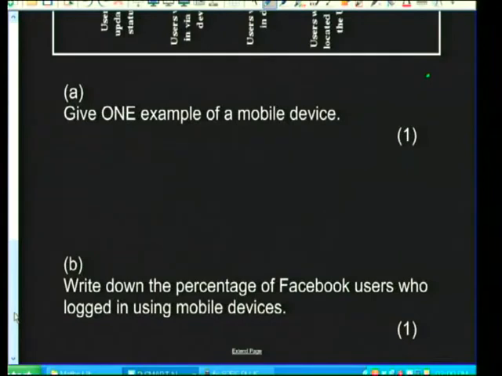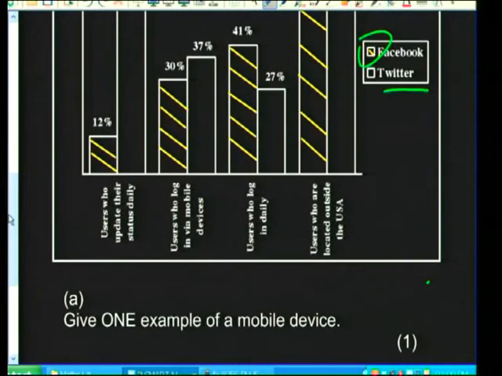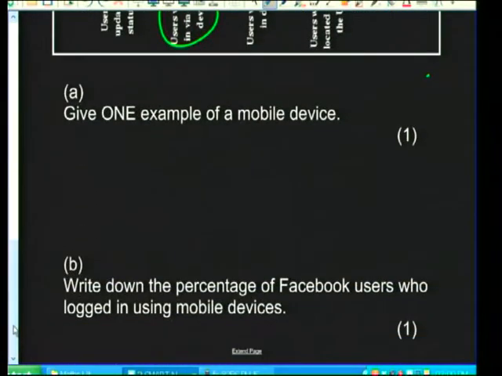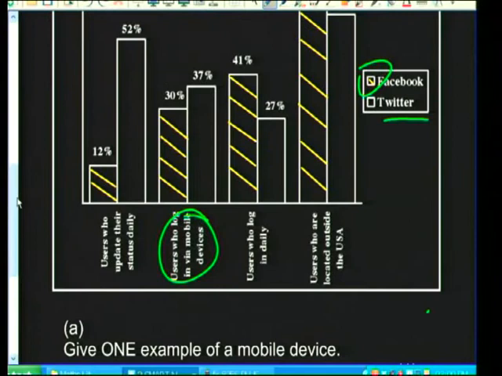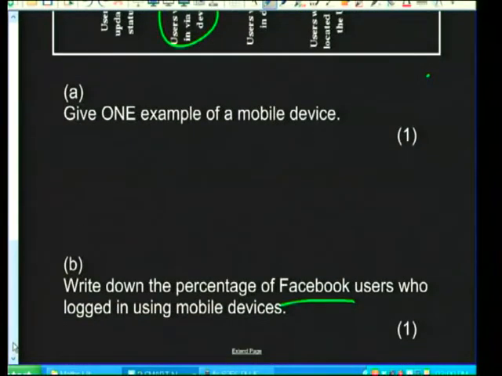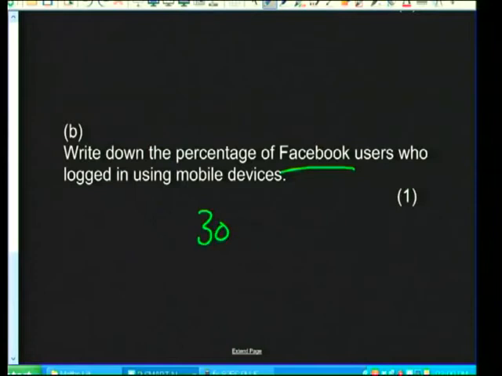Right, our next question. Write down the percentage of Facebook users who logged in using mobile devices. So let's go straight up here. Users who log in using mobile devices, we're talking this section over here. And we're talking about those ones who log in with Facebook. And Facebook is represented by yellow, or the yellow column. So we know 30% of users are logging in via mobile devices, or logging into Facebook rather, with a mobile device.